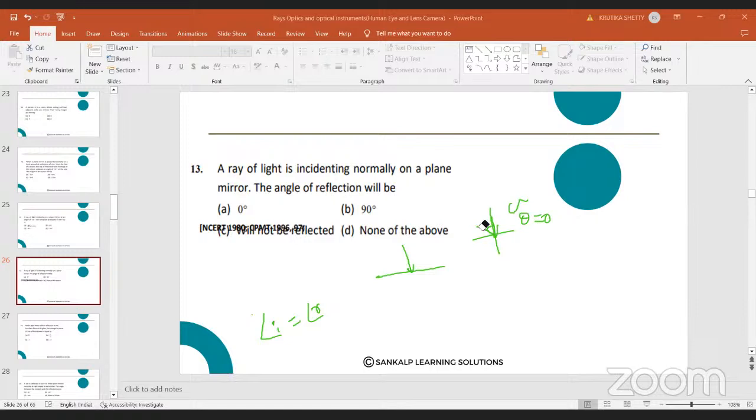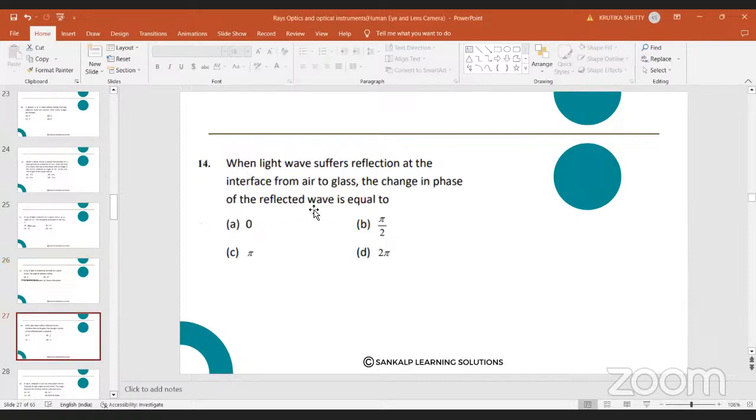When light waves suffer reflection at the interface from air to glass, the phase of the reflected wave is equal to, yes. So what is happening when a light wave suffers reflection at the interface from air to glass? They are asking about the change in the phase.